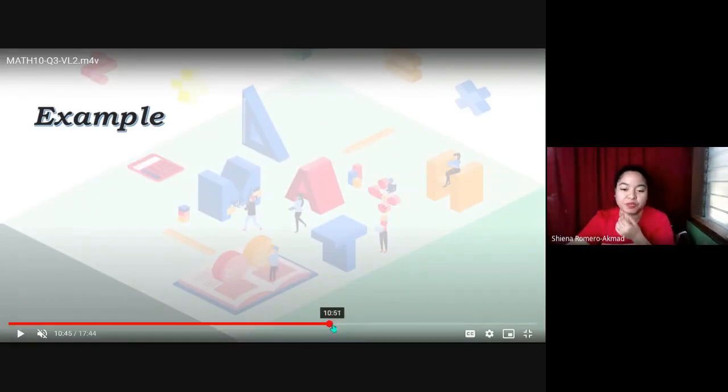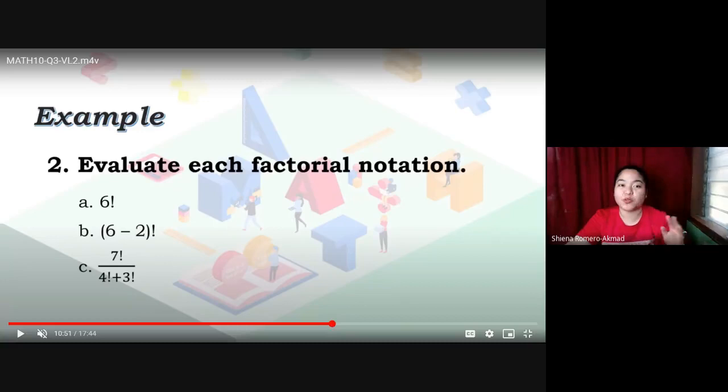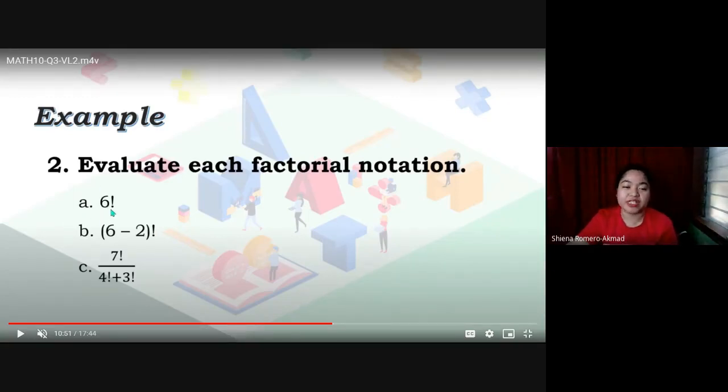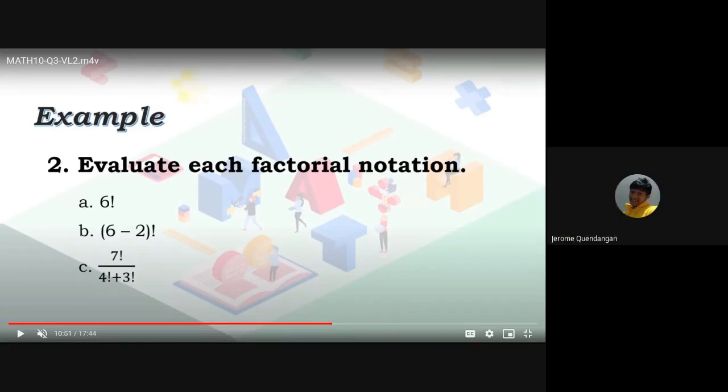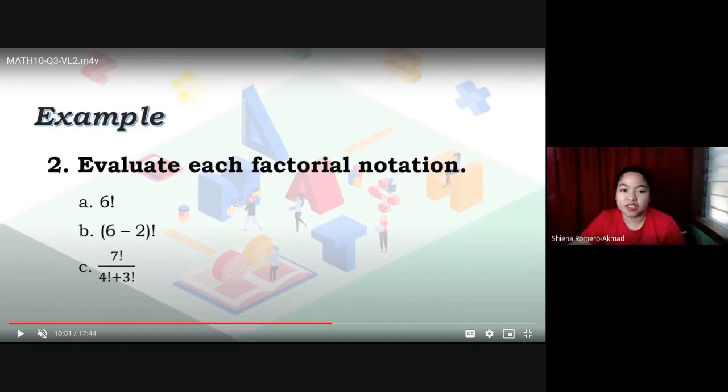How about for example number 2? Dito sa example number 2, mag-evaluate tayo. When you hear the word evaluate, of course, you have to get the product of the numbers that includes to that factorial. Like for example, letter A, it's 6 factorial. So, ano yung value ng 6 factorial? Ano yung 6 factorial? Yung ano ma'am, 720.